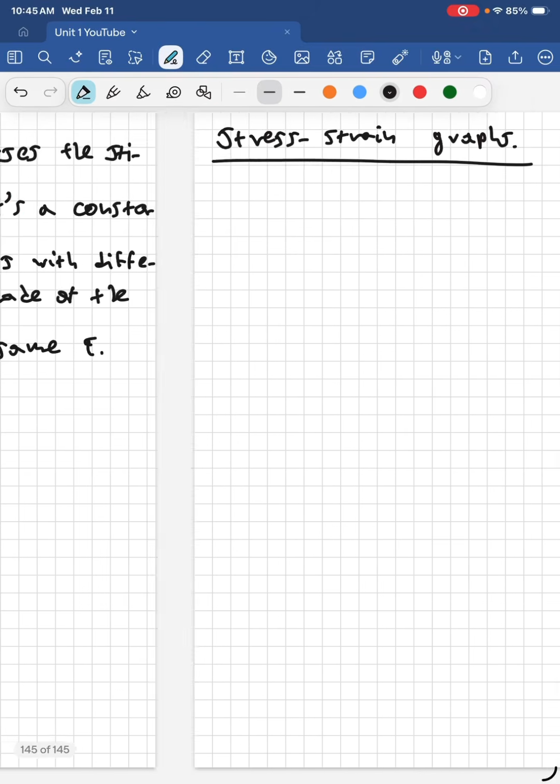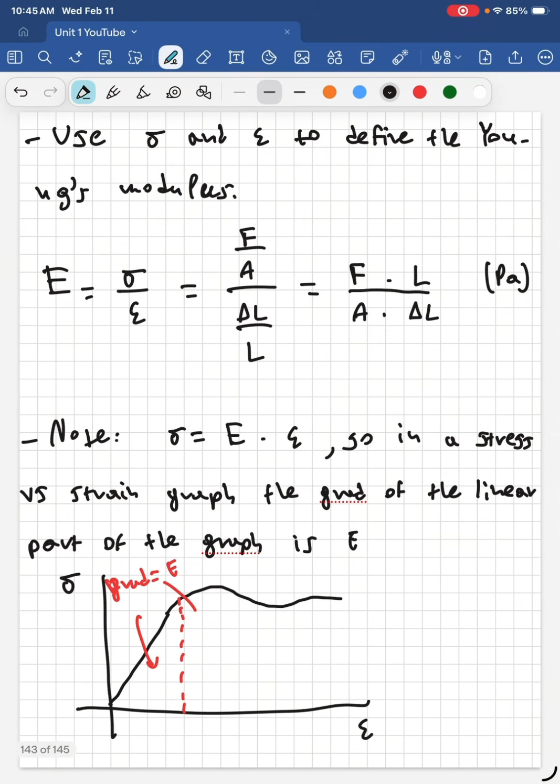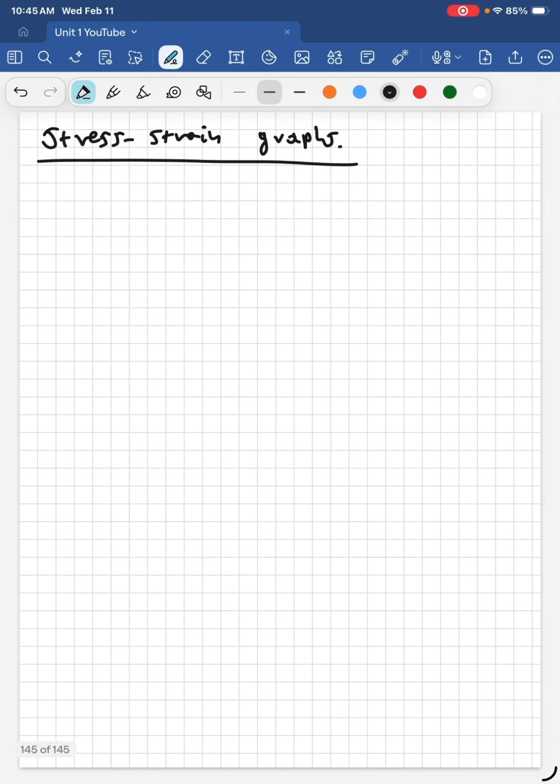Okay, we already talked about this briefly here, and I told you that in the linear region, the gradient of the stress-strain graph gives you the Young's modulus. The stress-strain graphs describe how materials behave when we increase the stress or the strain, and they tell us many properties of this material. So let's get started with an example.